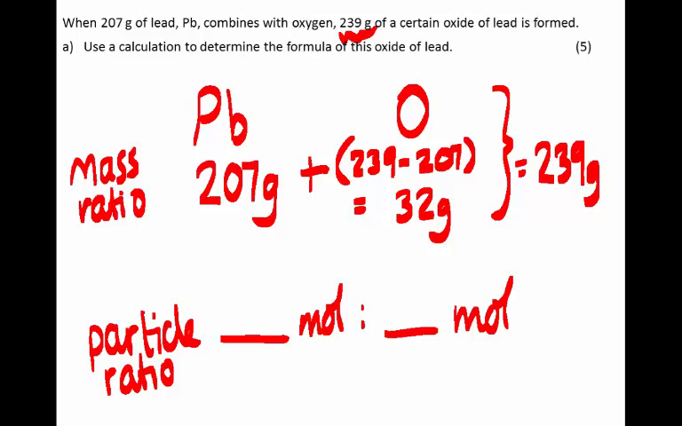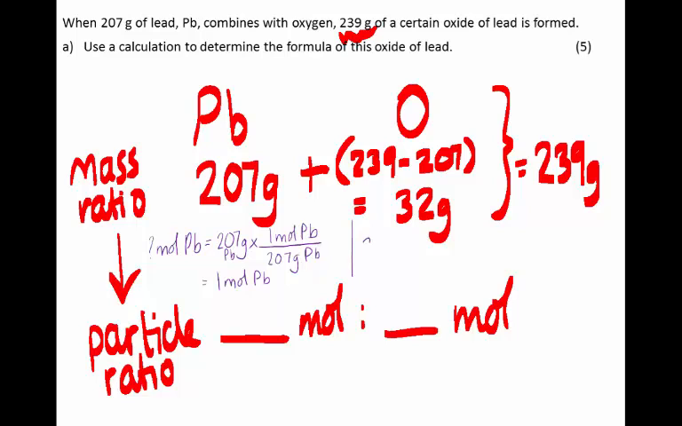Now we need to convert that into a particle ratio. How do we do that? We ask ourselves, how many moles of lead have a mass of 207 grams? We have to go to the periodic table, which is not shown here. But lucky for us, if we go there, we will find that the molar mass of lead is 207 grams. 207 grams of lead is the mass of 1 mole of lead. So we have a very easy task. 207 grams is 1 mole of lead.